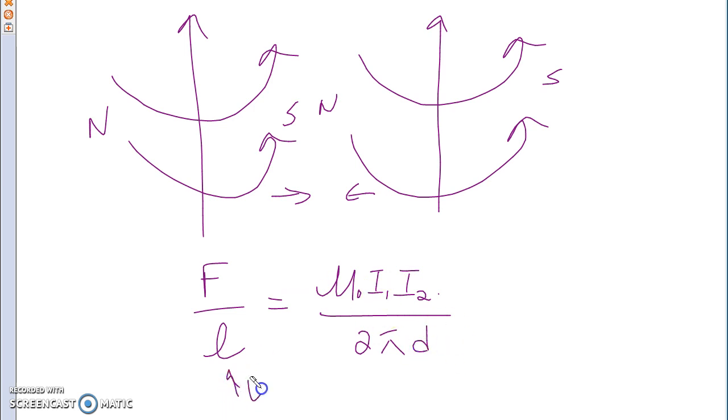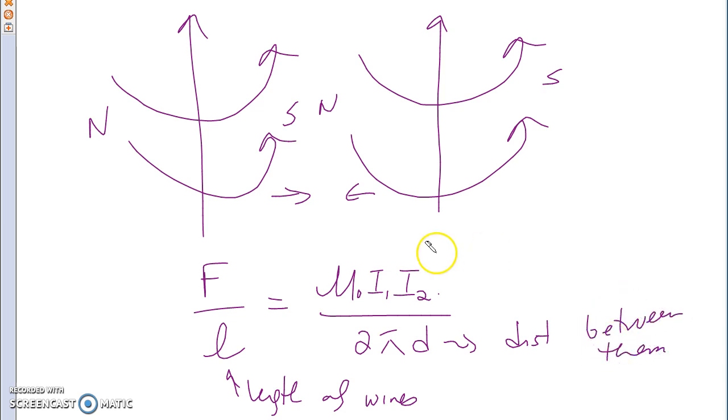L, of course, is the length of the two wires, two conductors. F is the force. D is the distance between them. And I1 and I2 are the currents in your two conductors. Okay, so that was force.